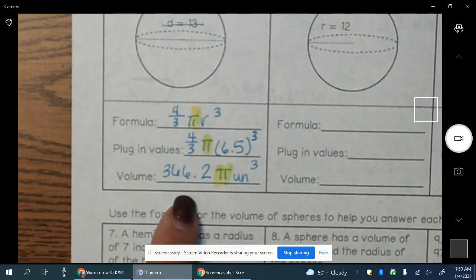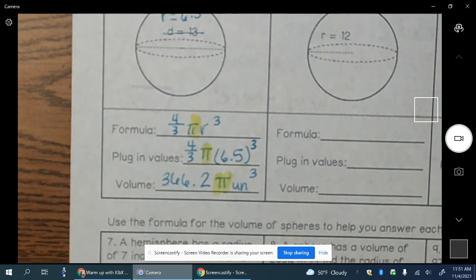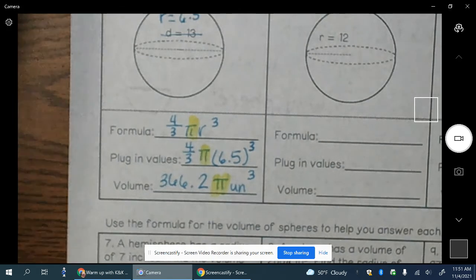4, 3, and then the little dash mark, and then 6.5 cube. Bring it here and let me look. It's not. Okay, do the next two by yourself. Go. Do the next two by yourself.